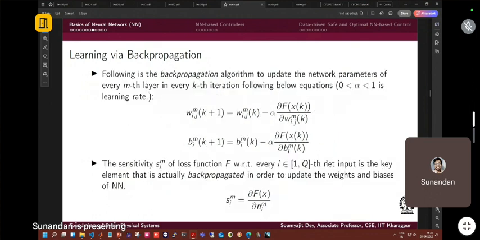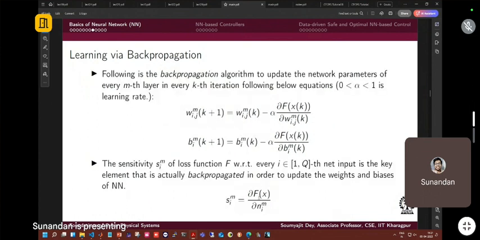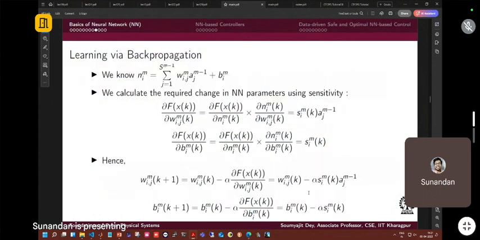This is for the mth layer, which is why we denote it with m, and this is for the kth iteration, and for every i from 1 to q. Remember that q is the number of outputs. So for every ith output, this is how I compute the sensitivity. This is the value that we can compute as sensitivity, and n equals basically this whole value.